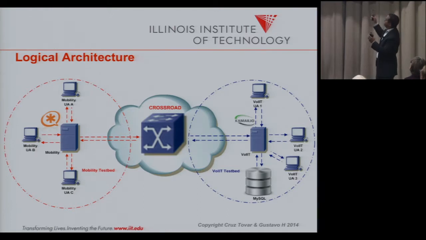And in the middle is our Crossroads, a SIP proxy server to connect one testbed to another. We chose Asterisk as our SIP proxy.